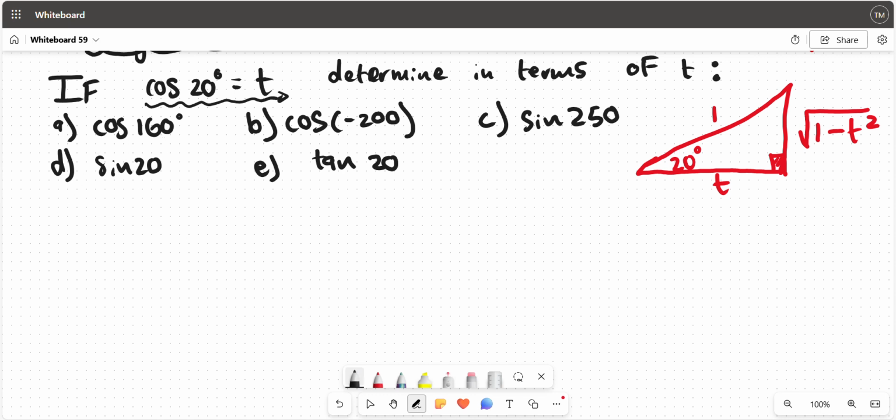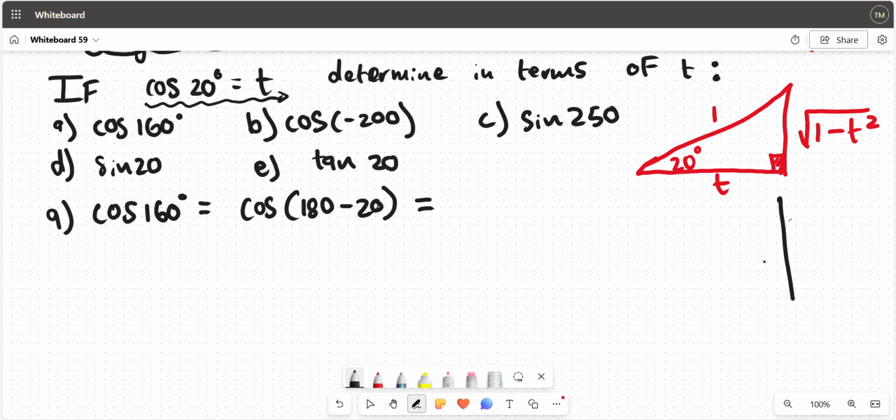So the first one says, what is cos 160? That one does not need us to really use the triangle. We just need to use some reduction. We've done reduction in the previous video, so go check out that video if you don't know how to do reduction. But with this one, all you're going to do is say cos of 180 minus 20 would give me 160. And with this, again, you do need your CAST diagram.